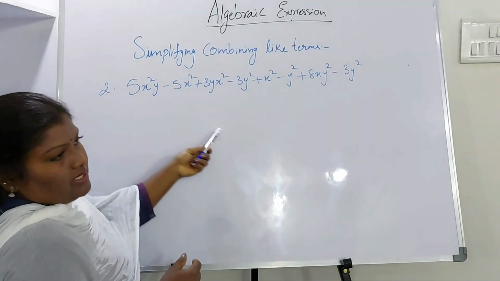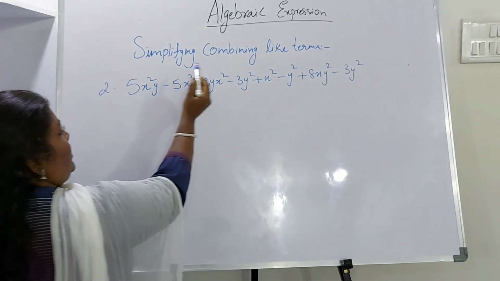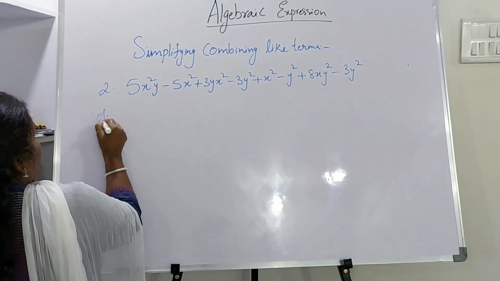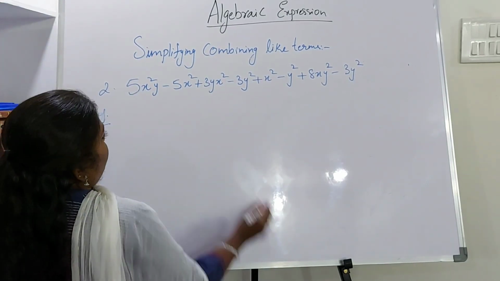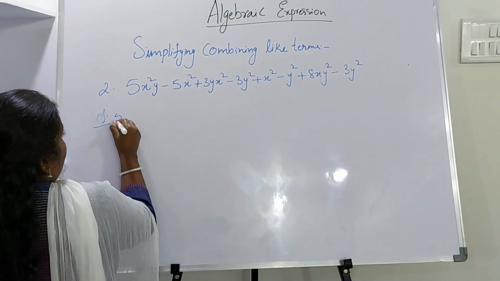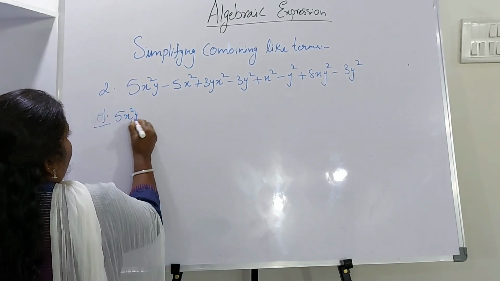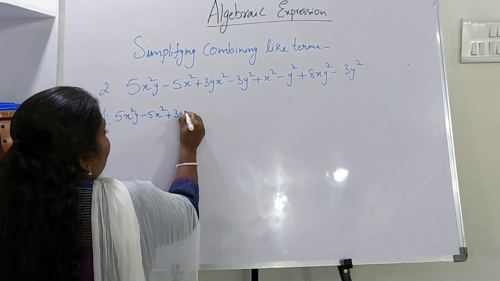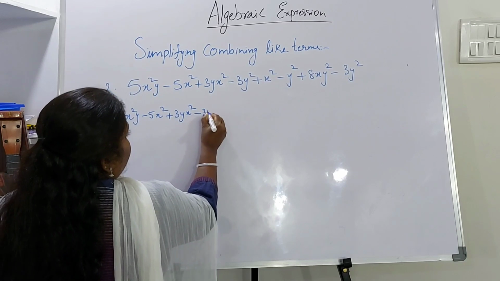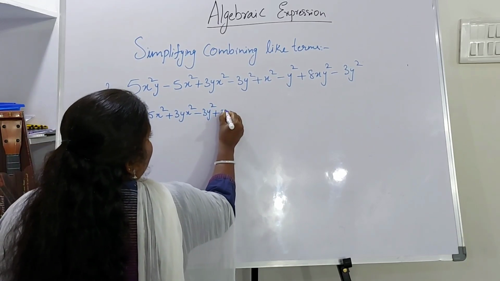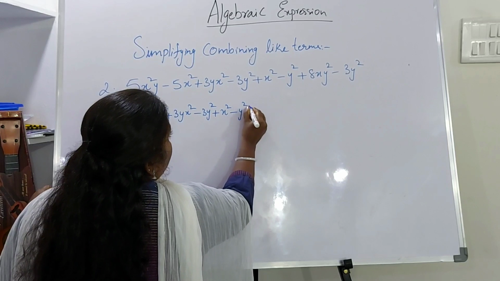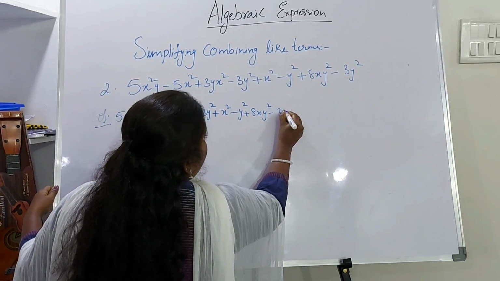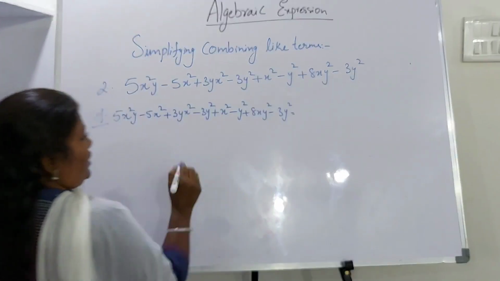I have taken this example. This is also done in the same way, we have to combine the like terms. Let me write down the question: 5x square y minus 5x square plus 3yx square minus 3y square plus x square minus y square plus 8xy square minus 3y square.